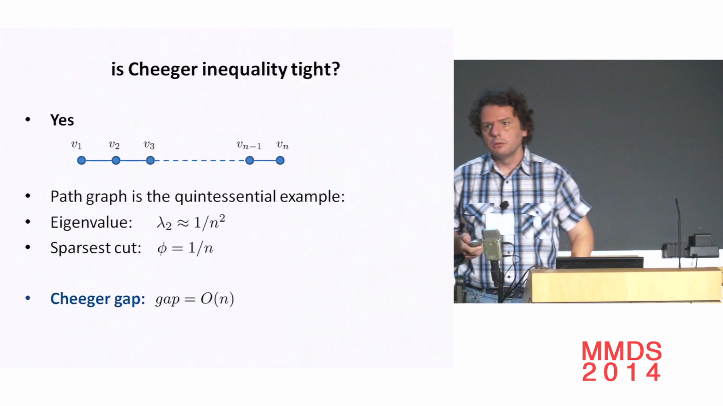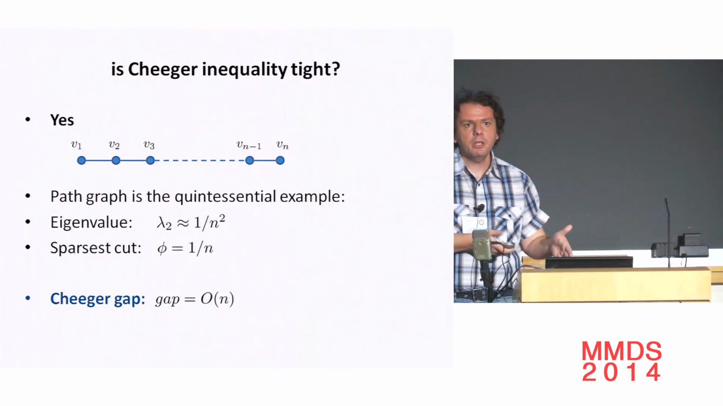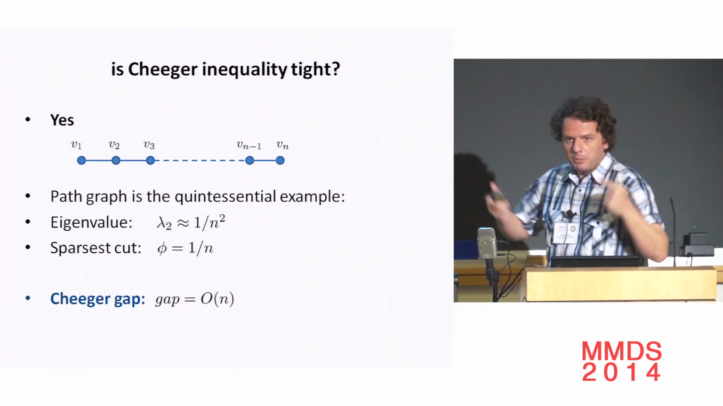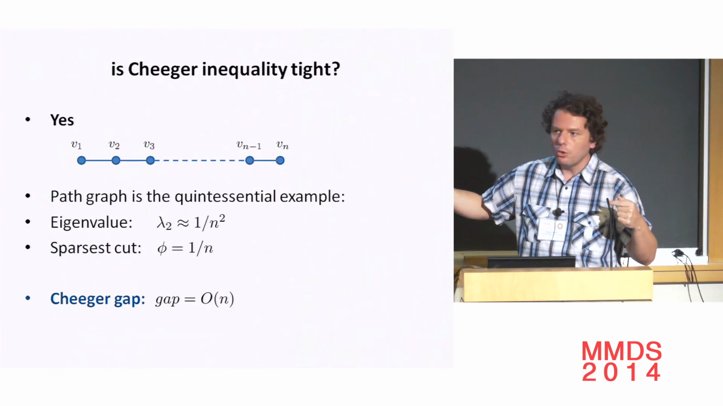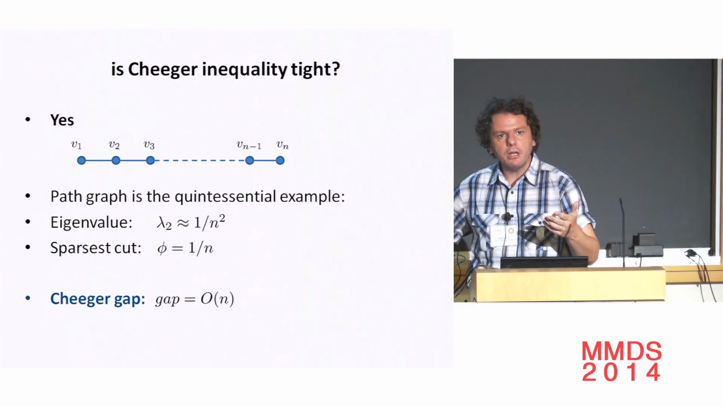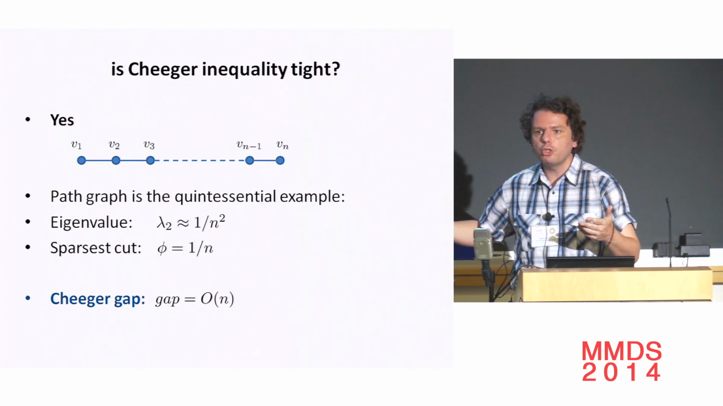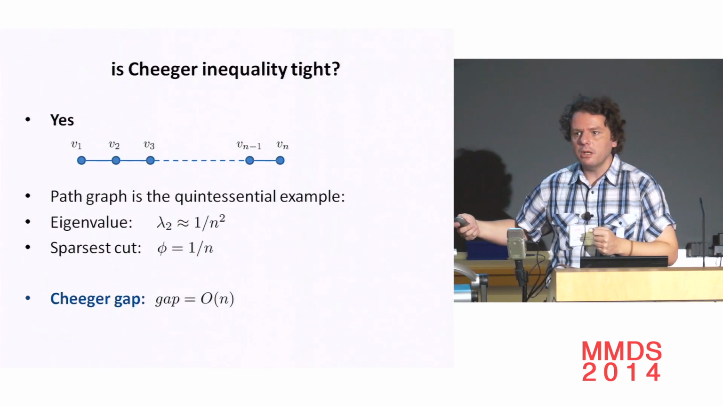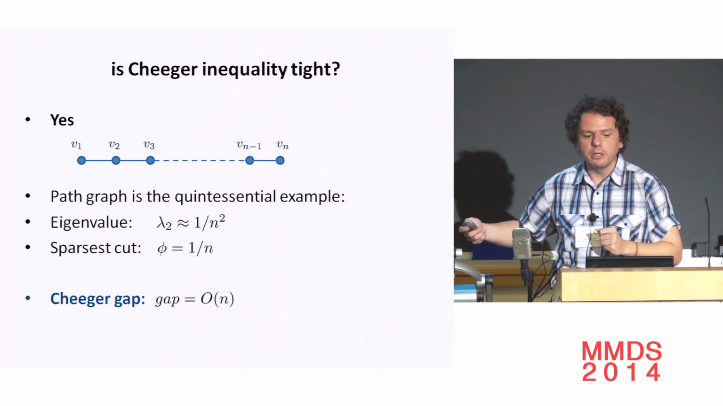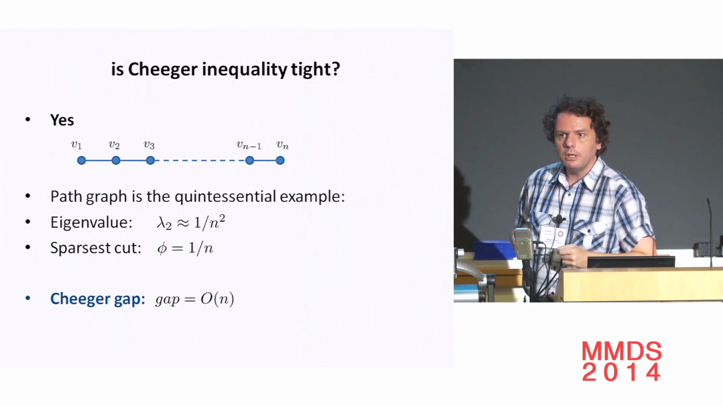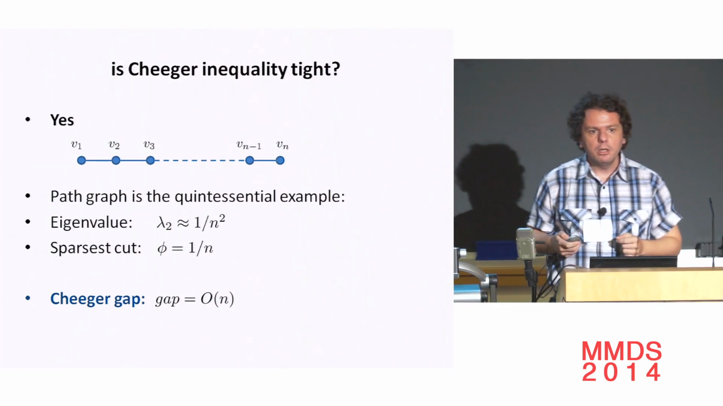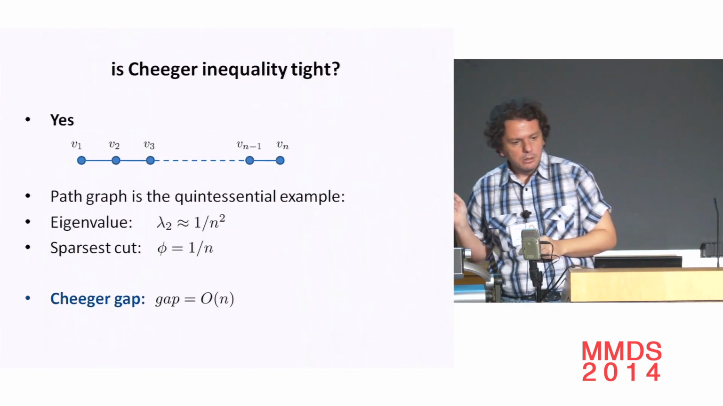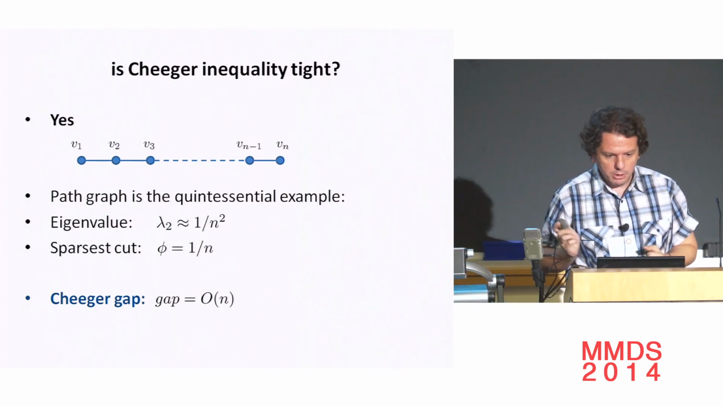In other words, the guarantees that it gives us are met by actual graphs. The quintessential example here is the line graph, the path graph. Okay, it has n nodes. The smallest eigenvalue of that graph is approximately 1 divided by n squared, and the sparsest cut in this graph is approximately 1 divided by n. So you see that square root relationship between the two quantities. There is a Cheeger gap here, and that gap is order n. Okay?